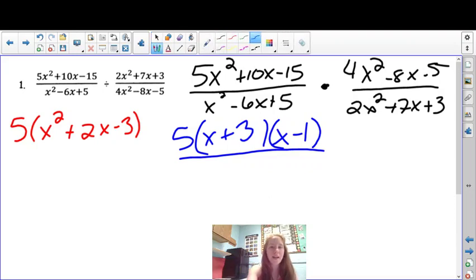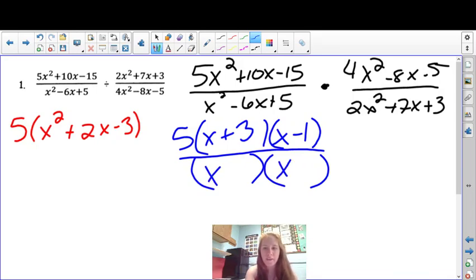I identify that my denominator can just go ahead and go straight to the two sets of parentheses on that left one. So x and x multiplies to 5, adds to negative 6, so they both must be negative. And that's going to have to be a 5 and a 1.